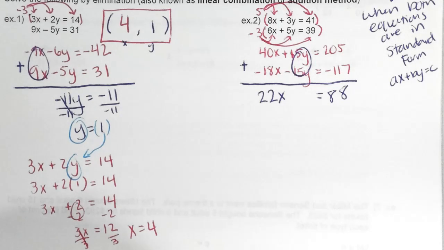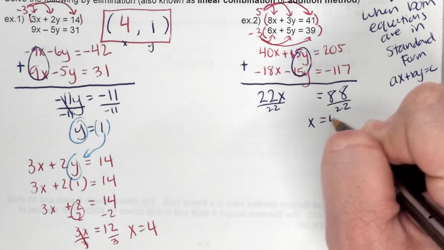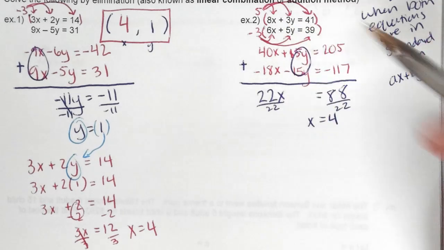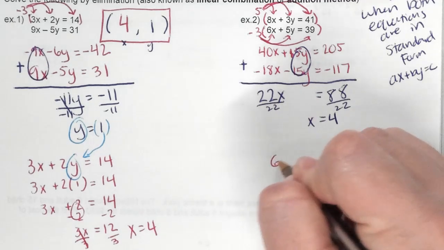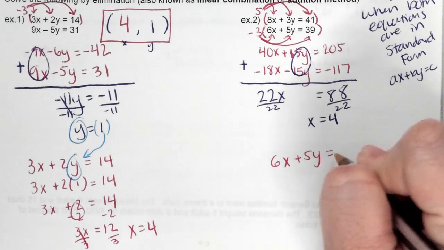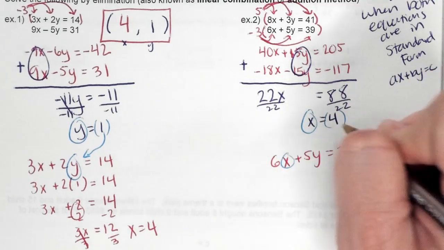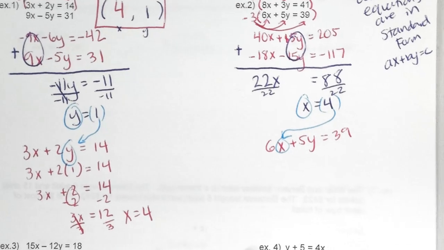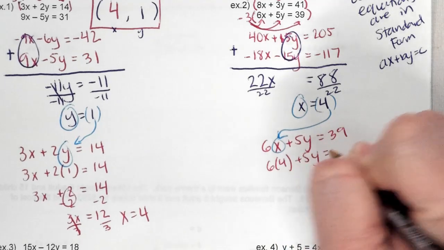Now what? Divide both sides by 22, and I get x equals 4. So now again we pick one of the originals. Does not matter which one. I'm going to pick the second one. And I know 6x plus 5y equals 39. And because x equals 4, I can replace x with 4. So I get 6 times 4 plus 5y equals 39.